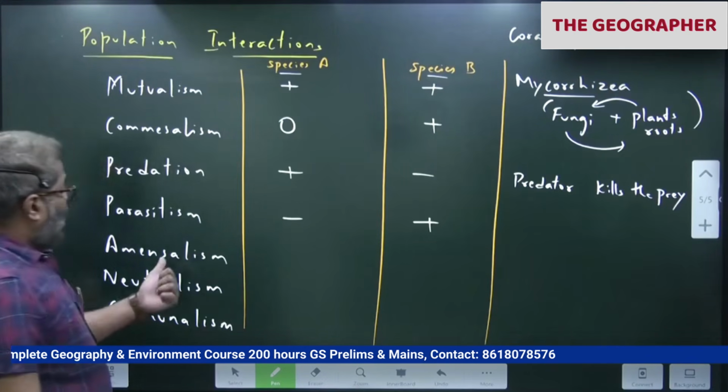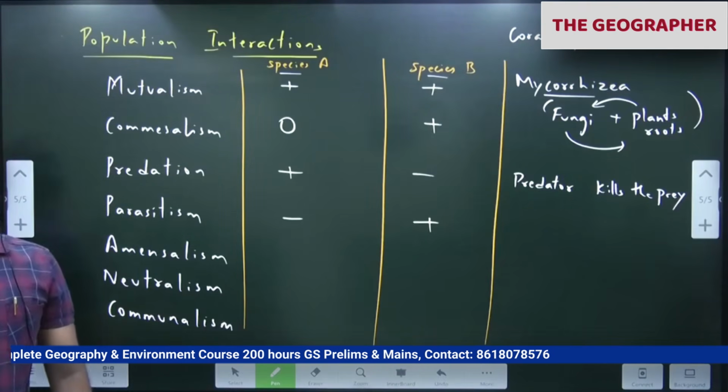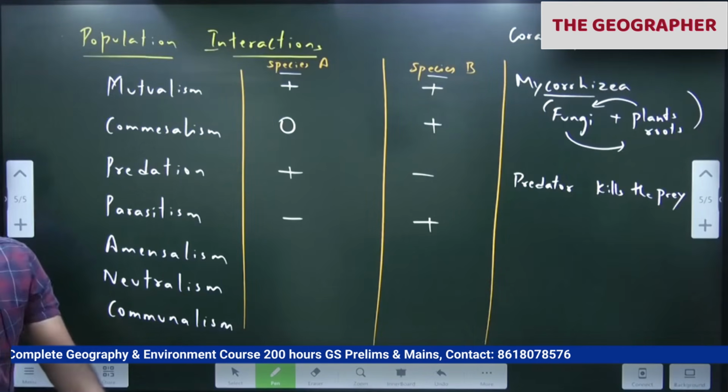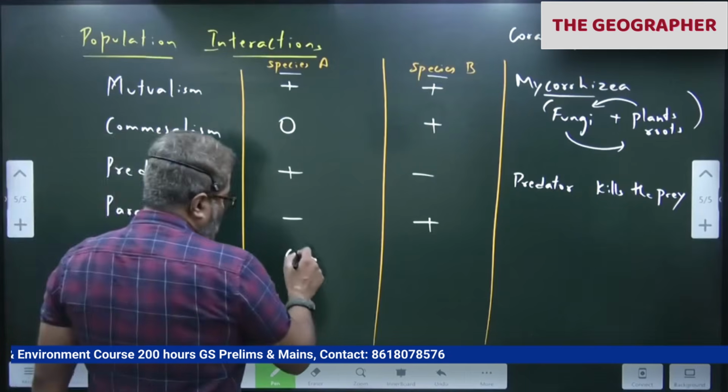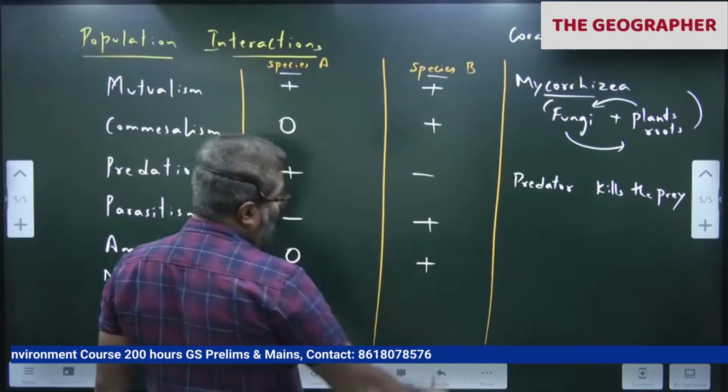Okay. Next is amensalism. Amensalism is when one species is harmed in a way, while the other species is not affected at all. It has no effect on it.